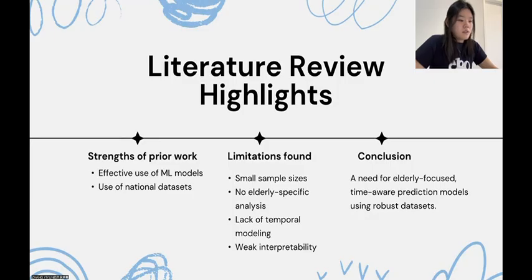I also observed that deep learning models used in some papers lacked interpretability, which makes clinical adoption more difficult. That's why I believe there's a strong need for a prediction framework that is elderly-specific, time-aware, and based on robust datasets. This is exactly what my study is aiming to address.